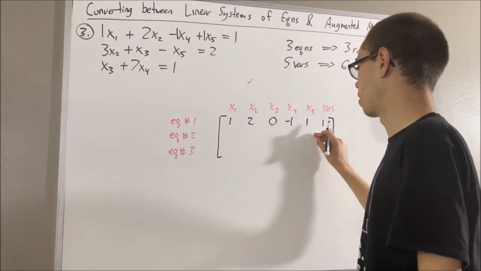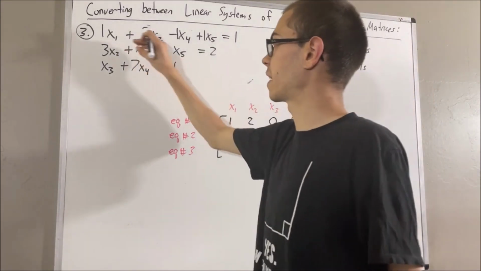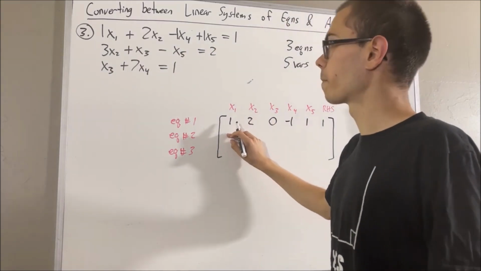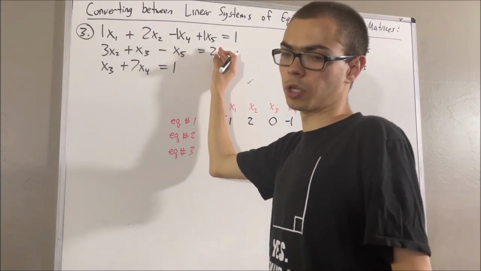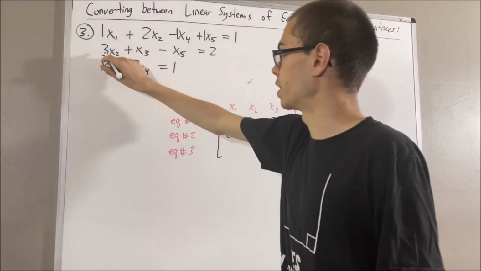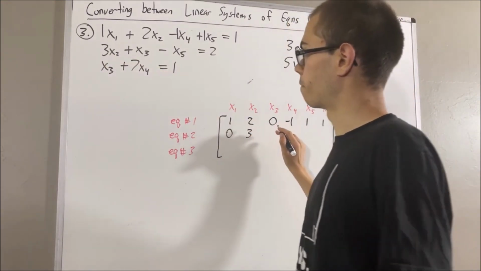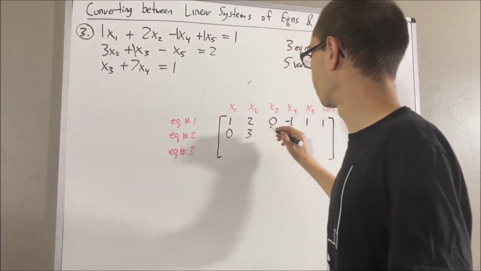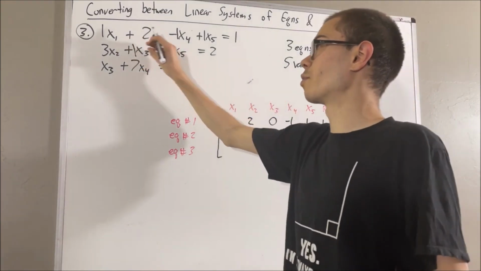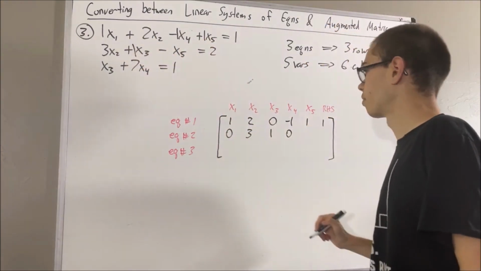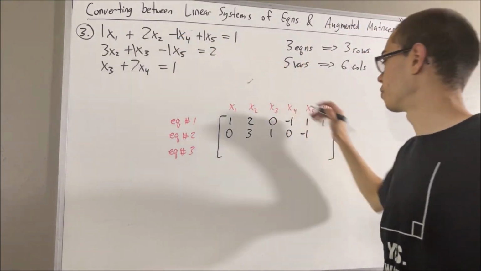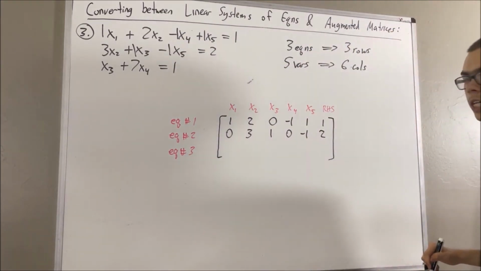Now let's move on to our second row. For our second row, we're looking at our second equation. So what's the coefficient in front of x1? Well, in our second equation, there is no x1 term. So the coefficient is going to be 0. Right? The coefficient in front of x2 is a 3. The coefficient in front of x3 is a 1. What about the coefficient in front of x4? Well, we see that there is no x4 term here, so it's going to be a 0. The coefficient in front of x5 is a minus 1. And the number on the right-hand side is a 2. So that completes our second row.